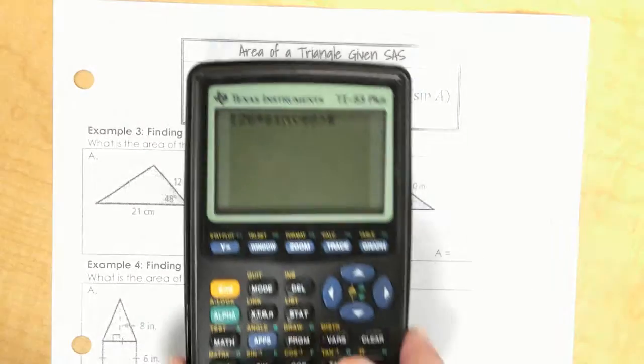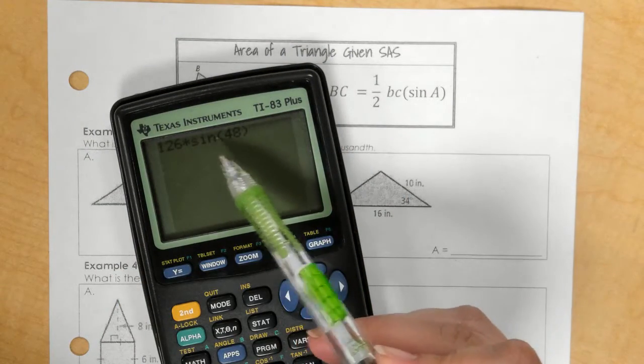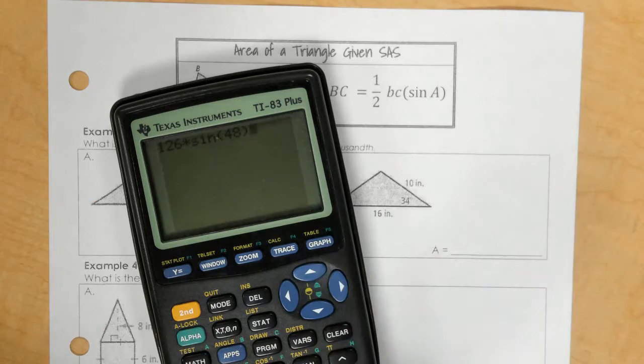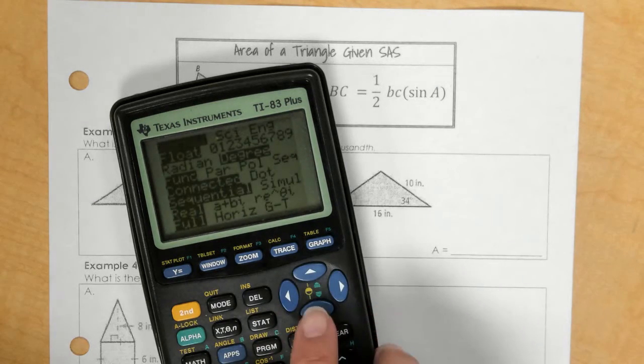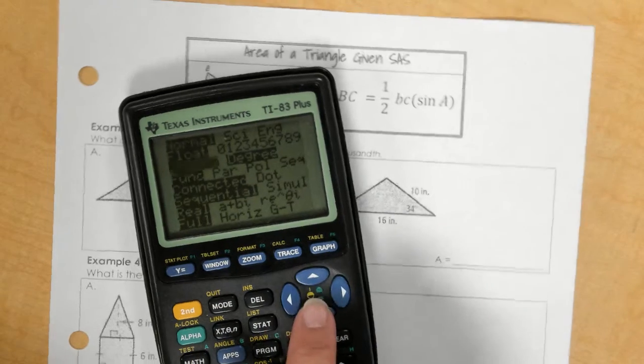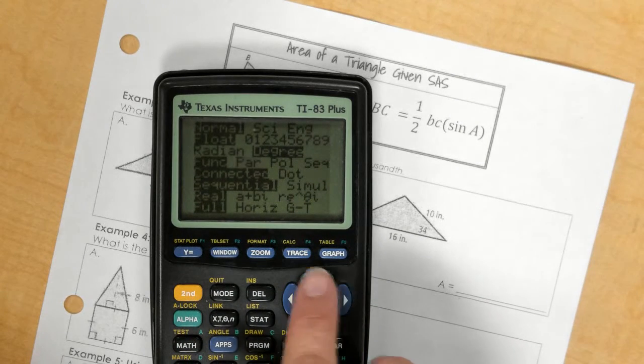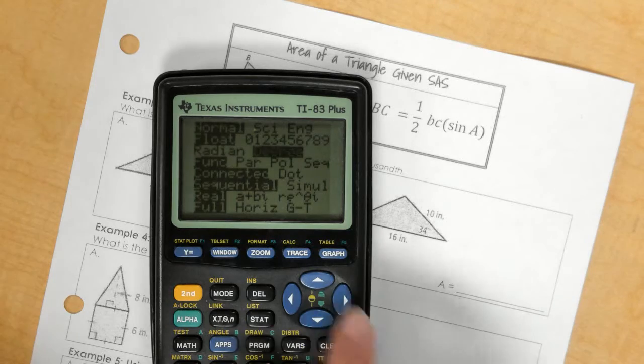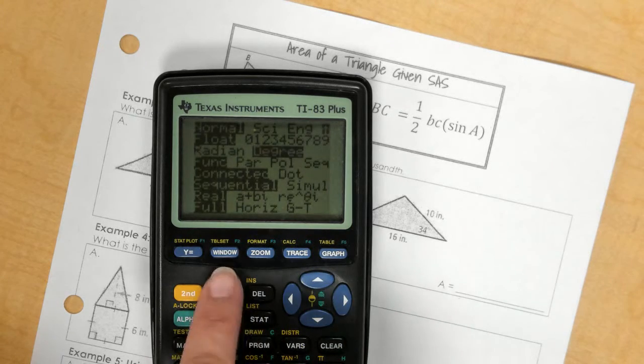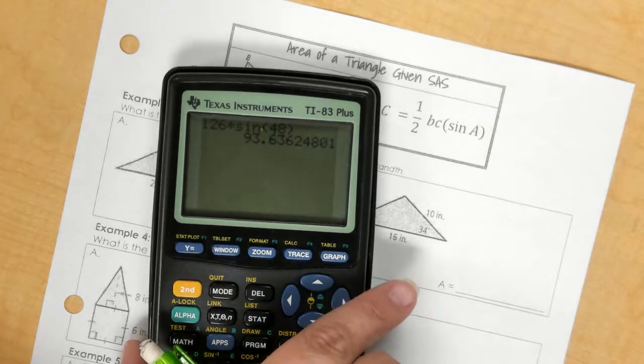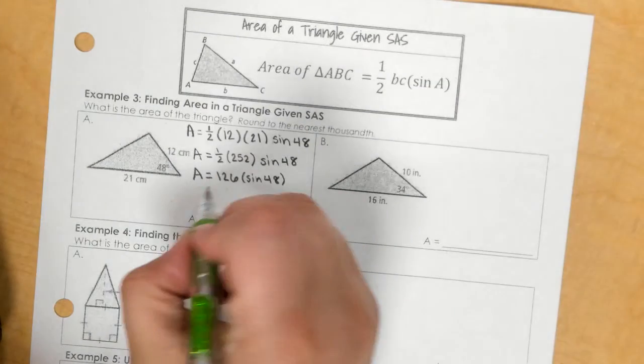So you can see here. So I did the 126 times sine 48, and that gives me 93.63. You do want to make sure that your mode is in degrees. Okay. And we have 93.63.